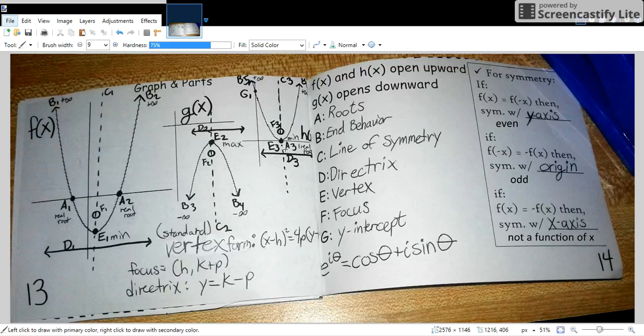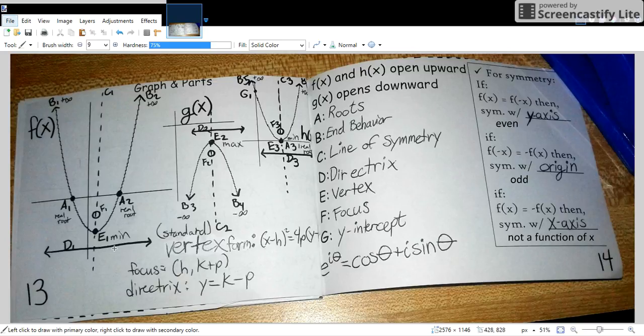For C, that's our line of symmetry. So we have these dashed lines. So if you fold it down the middle with the dashed line, you'll notice that both of the halves are the same. They will give you a symmetric image. They'll match up with each other.